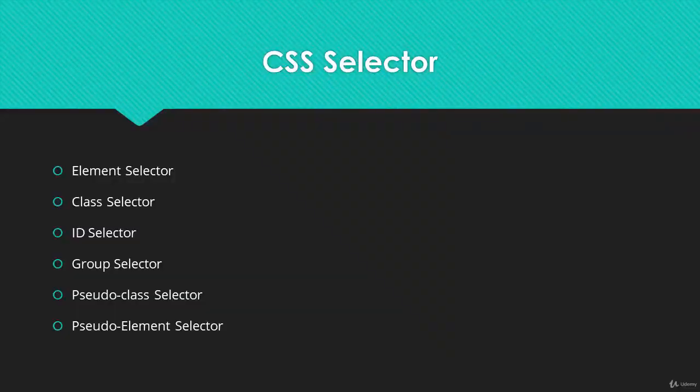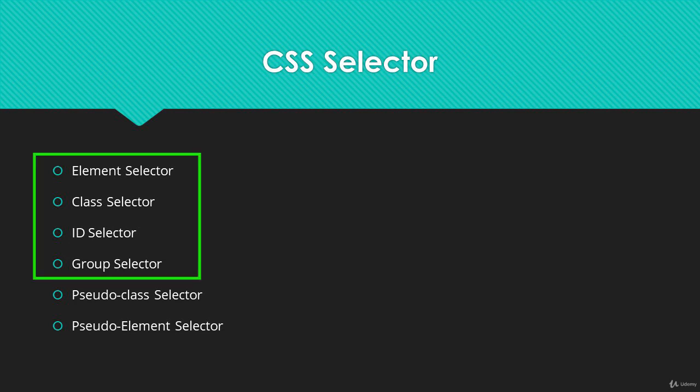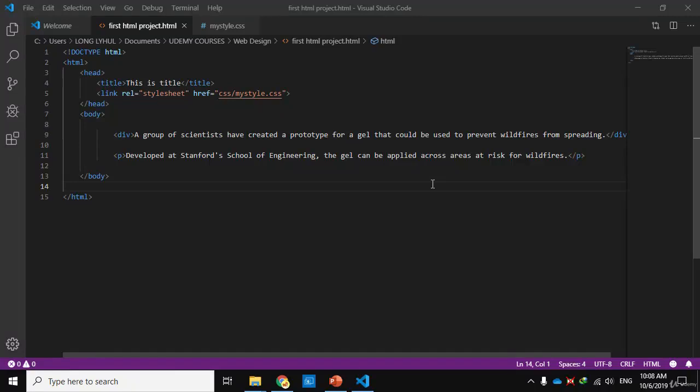There are many types of selector, but in this course, I only show you 4 of them because we always use them all the time in terms of applying styles to the web page. They are element selector, ID selector, class selector, and group selector. Let me explain to you about CSS element selector.